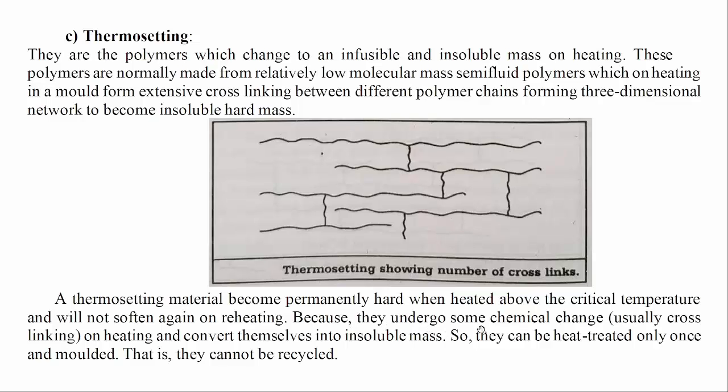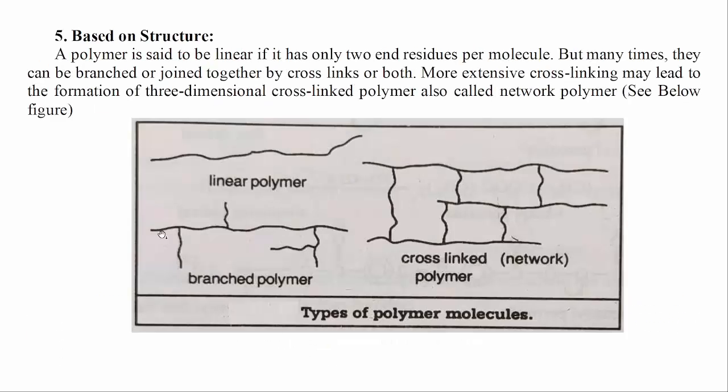Because they undergo some chemical change, usually cross-linking, on heating and convert themselves into insoluble mass. So, they can be heat-treated only once and molded. That is, they cannot be recycled. 5. Based on structure. A polymer is said to be linear if it has only two end residues per molecule. But many times, they can be branched or joined together by cross-links or both. More extensive cross-linking may lead to the formation of three-dimensional cross-linked polymer, also called network polymer, see below figure.